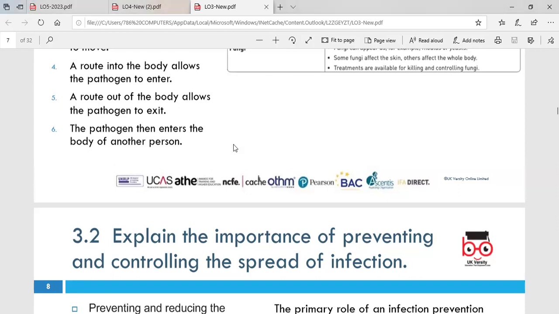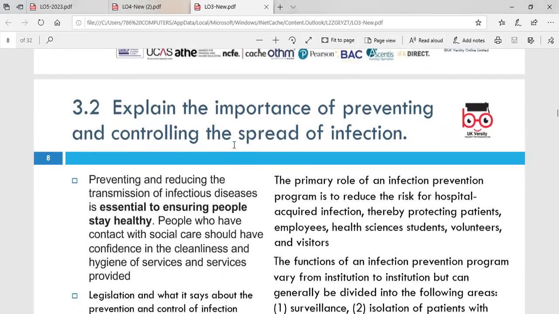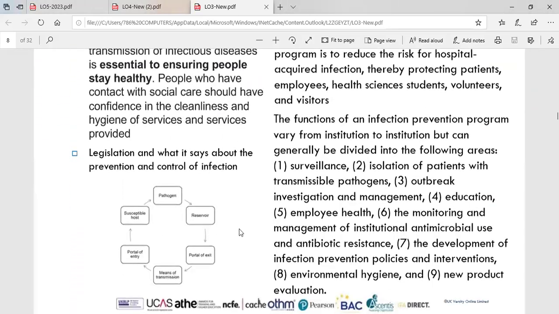So we'll talk about why it is important. So we talked about legislation. There's a pathogen that lives in a reservoir. Let's say it's a pond of water that the pathogen lives in. There's a portal of exit, so there should be a way for it to exit. There's a means of transmission. So let's say the water is being transmitted from one person to another, there'll be a means of transmission.